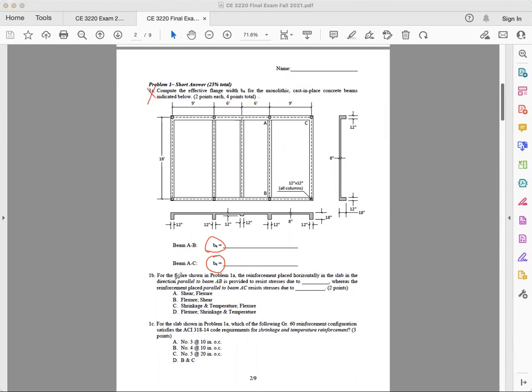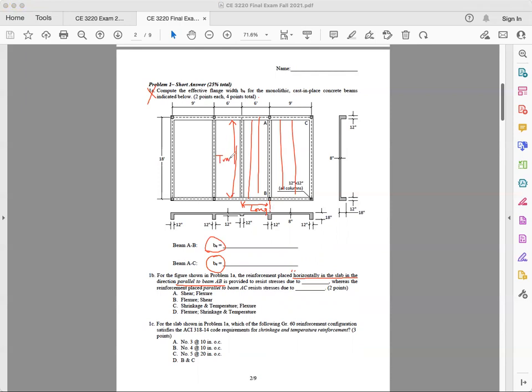Now for this one, for the figure shown in problem 1A, the reinforcement is placed horizontally in the slab. This sounds like a one-way slab problem, okay? Horizontally in the slab, in the direction parallel to beam AB. Parallel meaning I have reinforcement this way, okay? Think of it, this is a one-way slab, so I have a shorter span going in this direction and a longer span going in the other direction. And then I say this will be the longitudinal direction and this will be the transverse direction.